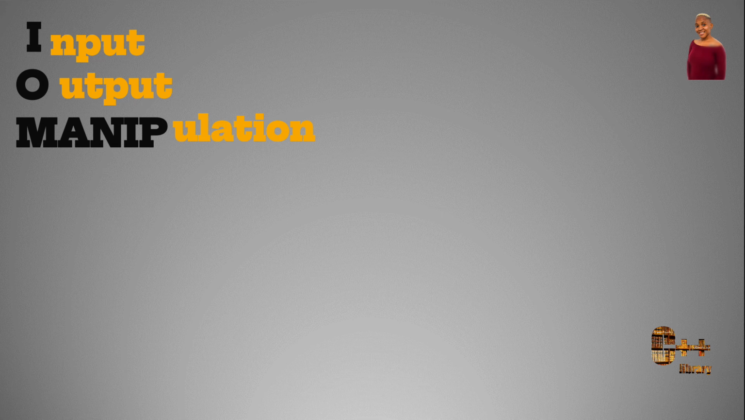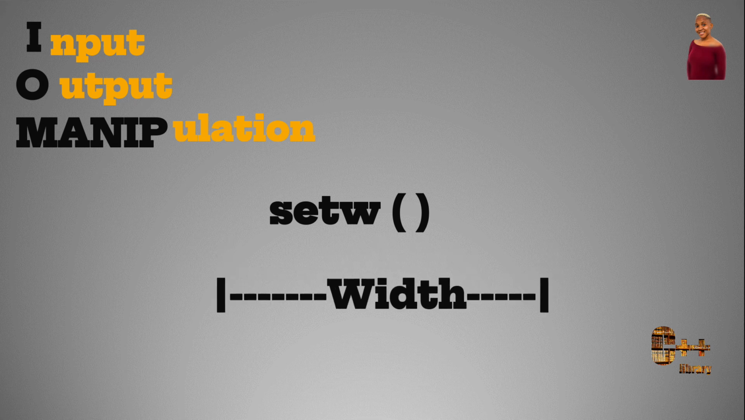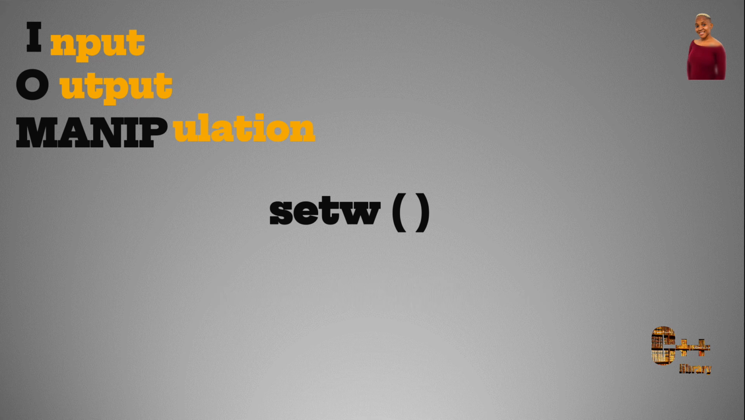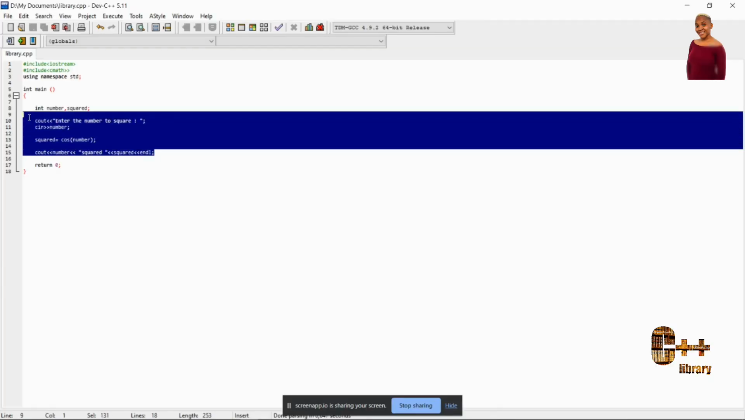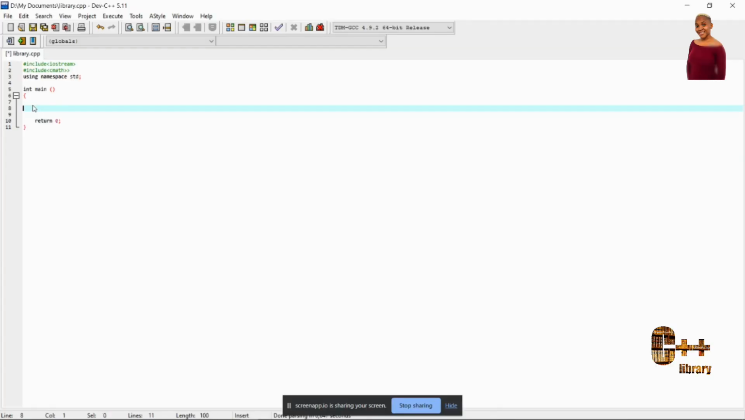Now, here are some commonly used manipulators from IOManip. Let's take setw, for example. Setw sets the width of the next input or output field. This is often used to ensure a specific minimum width of input or output. Let's give it a try. We can remove whatever we have in here and let's declare our library.